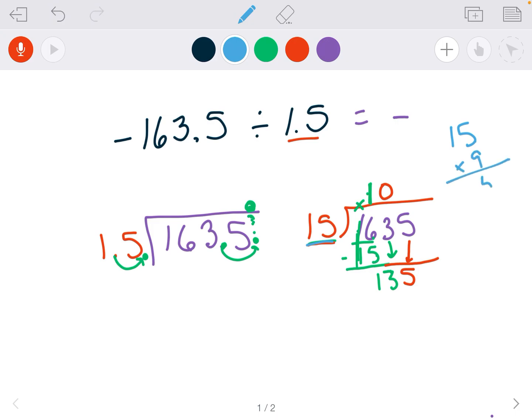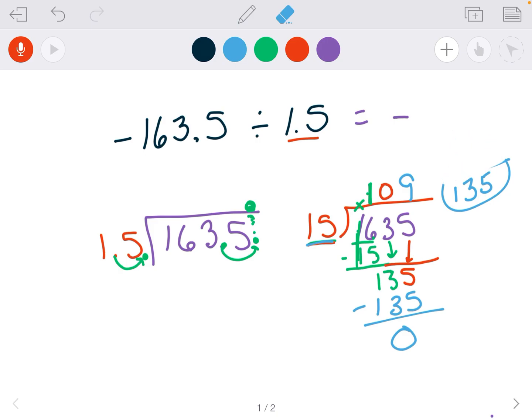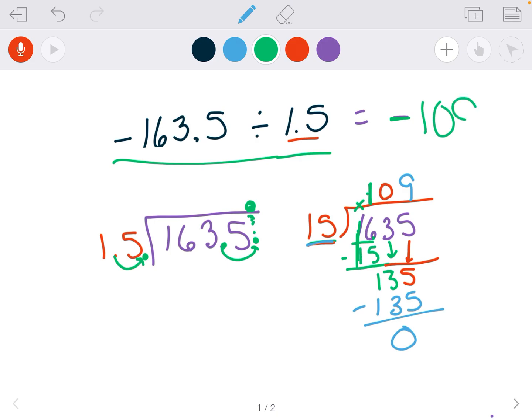9 times 5 is 45. Carry the 4. 9 times 1 is 9 plus 4. 9, 10, 11, 12, 13. So that works. So I put a 9 here. And then 9 times 15 is 135. 135 take away 135 is 0. So in this particular case, I have negative 163 and 5/10 divided by 1 and 5/10 equals a negative, because remember I already determined that, 109. That's your answer to problem 2.